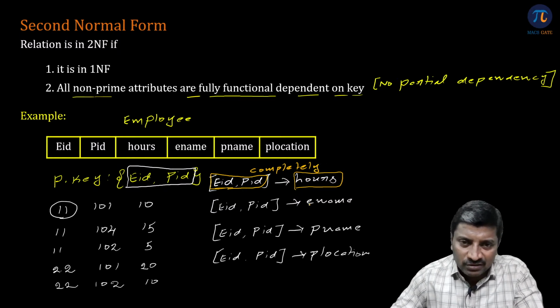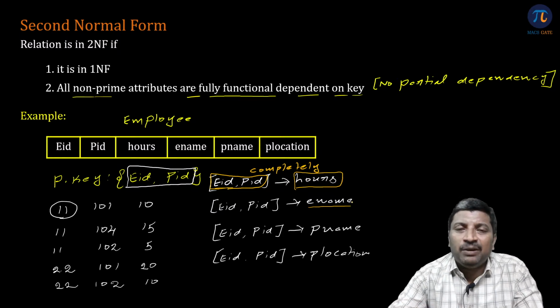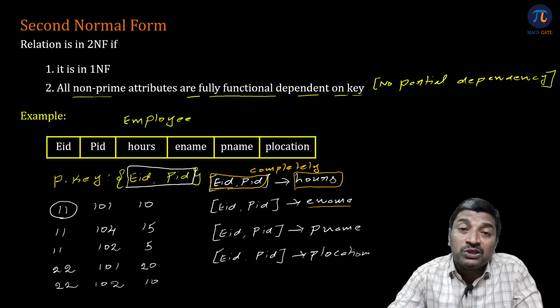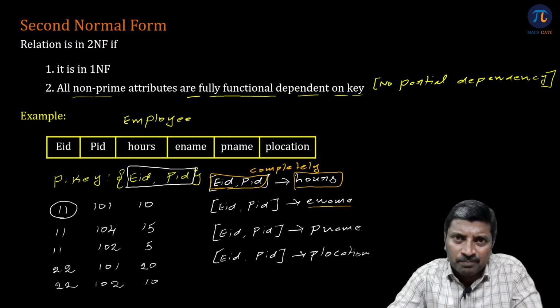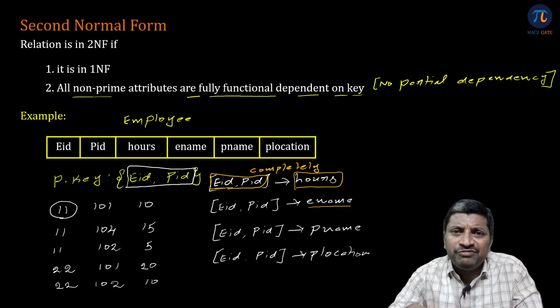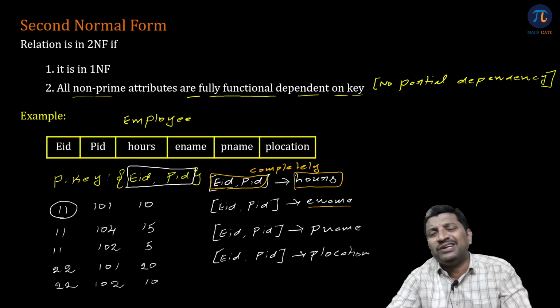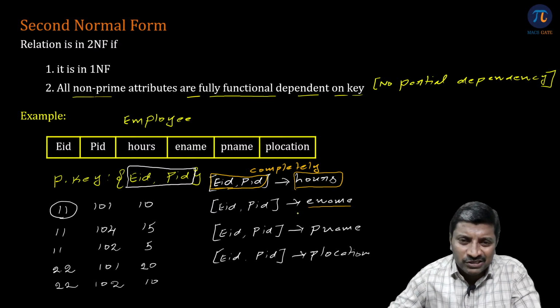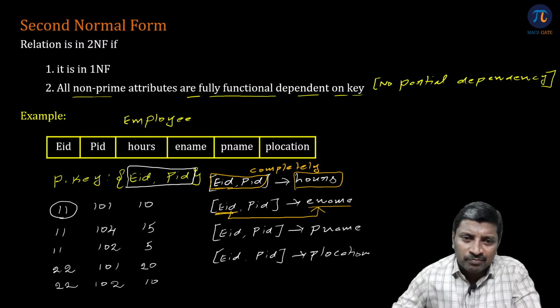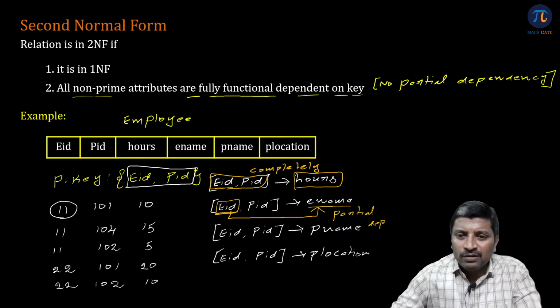Now let's come to the second one, employee name. To find employee name, do we need both attributes, employee ID and project ID? Is it mandatory, sir? No. If you use our simple common sense, to know the employee name, why should I know the project ID, sir? Right? So it's not needed. That means this employee name is dependent on only employee ID, not on project ID. So it is an example of a partial dependency. Hope you understood it.